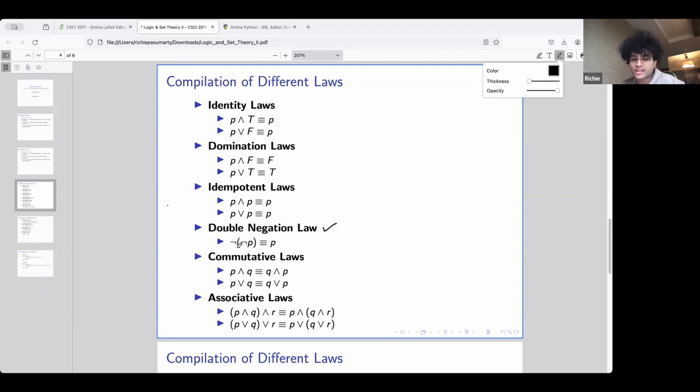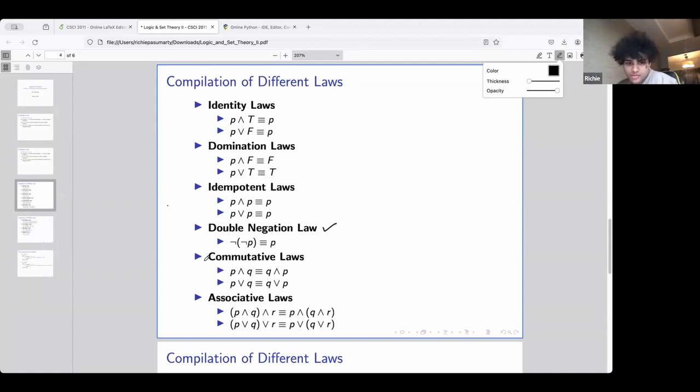It says the negation of the negation of a statement is equal to the original statement itself. So for example, let's say I have a statement like the sky is blue. Then the negation of that statement would be the sky is not blue, and the negation of that statement would be the sky is blue. So as you can see, when I take two negations in a row, the negation just goes away, and we get the original statement.